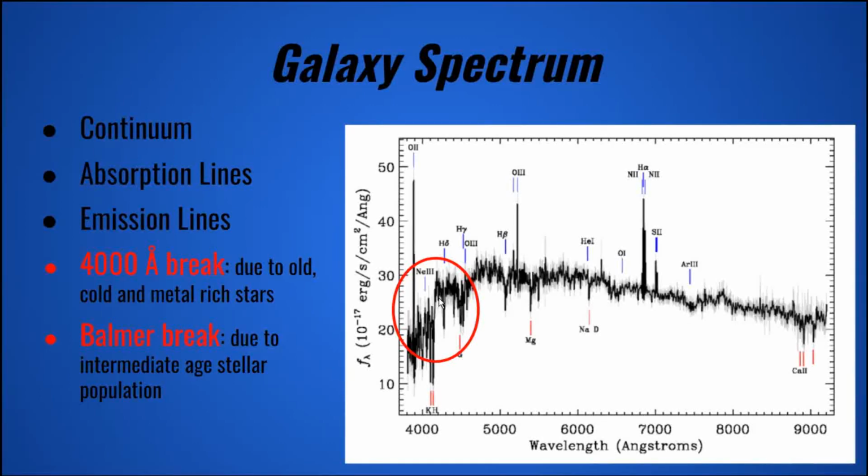If the jump is very big, it's mainly due to the 4,000 angstrom break, and because there are old stars or stars with very high metallicity. The Balmer break is a bit more difficult to observe because it's due to stars with an intermediate age, which often are not found all together, so they might be more spread in the galaxy, so that it doesn't give an effect as nice as the 4,000 angstrom break. So if I see a spectrum with a big jump, I already know that's an old galaxy.